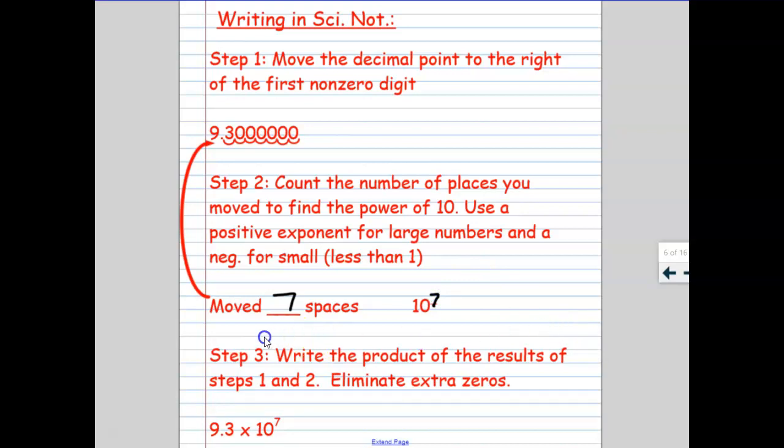And step 3 is we're going to finish it up. We're going to write the product of the results of step 1 and 2. So we're going to write 9.3 from step 1. We're going to write 10 to the 7th from step 2, and we're going to put it all together. We're going to cut off all those extra zeros because, again, the whole point is to make the number smaller.